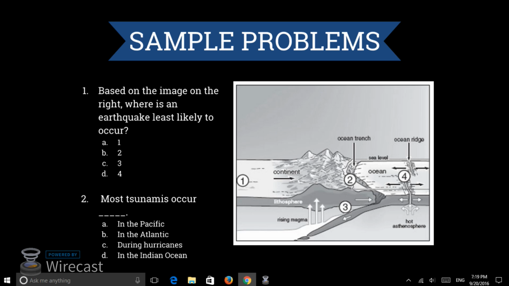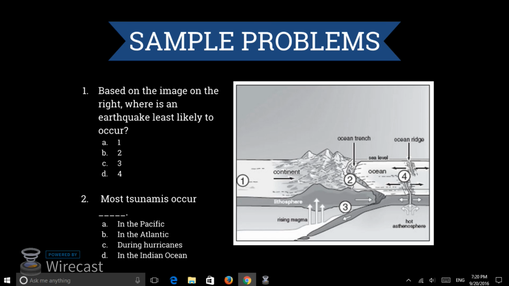And as you can see, 1 is in a pretty flat region. 2 is at an ocean trench. 3 is at some sort of subduction zone, and 4 is at an area where there's a hot asthenosphere. So it should be pretty obvious that 1, which is A, is the answer, since all the other places are pretty active.